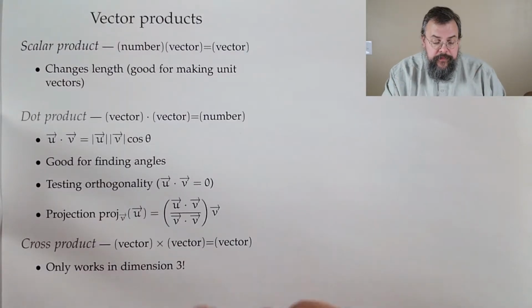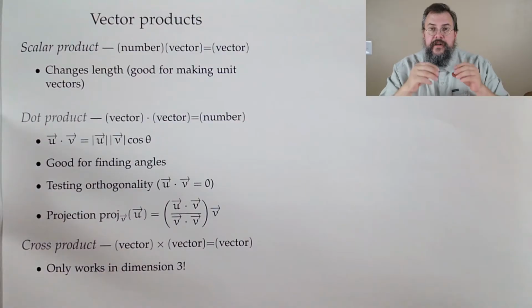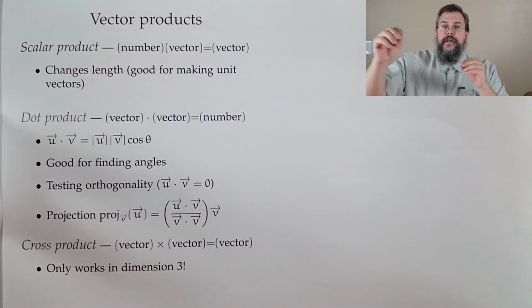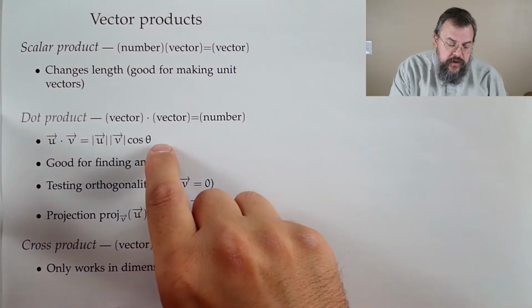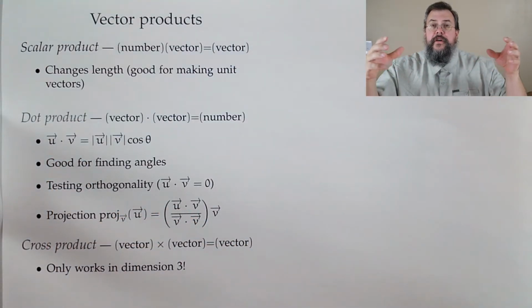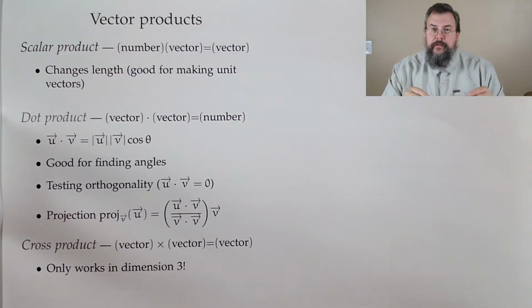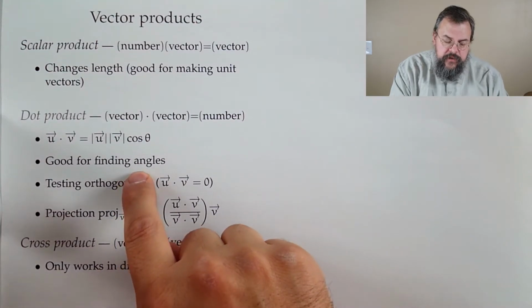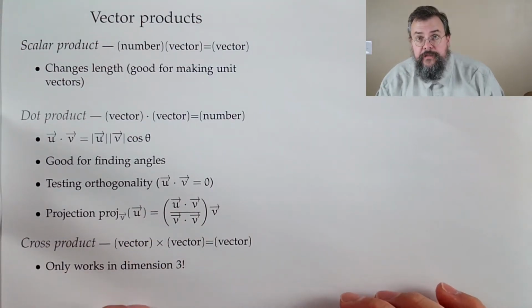A quick recap. We already have the scalar product, which says a number times a vector. That's really for changing the length, possibly reversing it if you multiply by a negative. The dot product is great because it has this beautiful geometric interpretation. It's the magnitude of the two vectors times the cosine of the angle between them. So it's good for angles, including right angles, which means orthogonal. And we can also do projection.